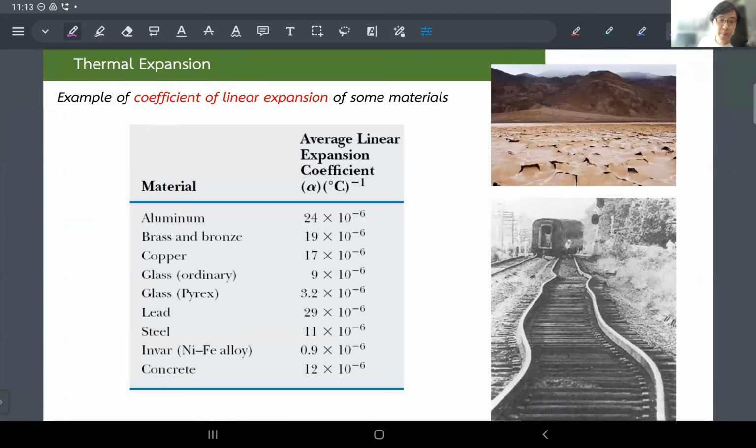Okay, so the table that you are seeing right now gives you the numbers of that alpha for some examples, some materials that you are seeing over here. And the figure on the right shows the effects from thermal expansion. When things expand when it's hot, they have a tendency to push each other, and then they buckle and everything breaks. So the railway over here is bad because they forgot to put some spacing between the iron bars that make up the rail. So it's bad. All right.